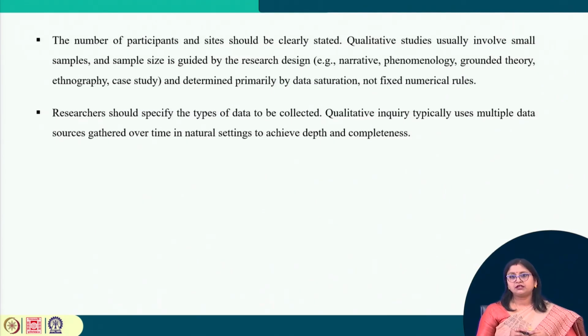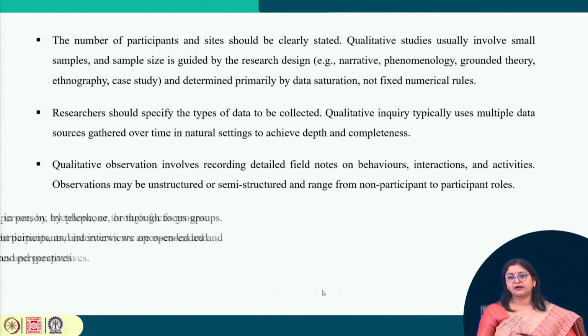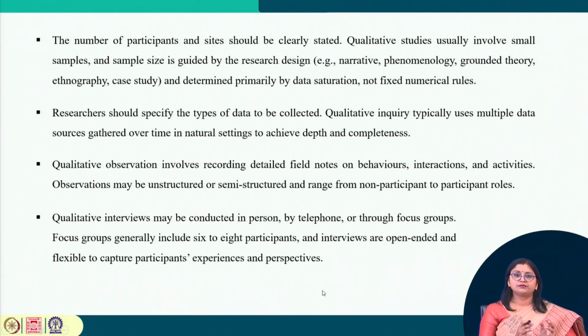Qualitative inquiry typically uses multiple data sources gathered over time in natural settings to achieve in-depth and completeness of the information. Qualitative observation involves recording detailed field notes on behaviors, interactions or the activities. Observations may be unstructured, semi-structured and range from the non-participant to participant role. Here non-participatory observation is easier than the participant role.